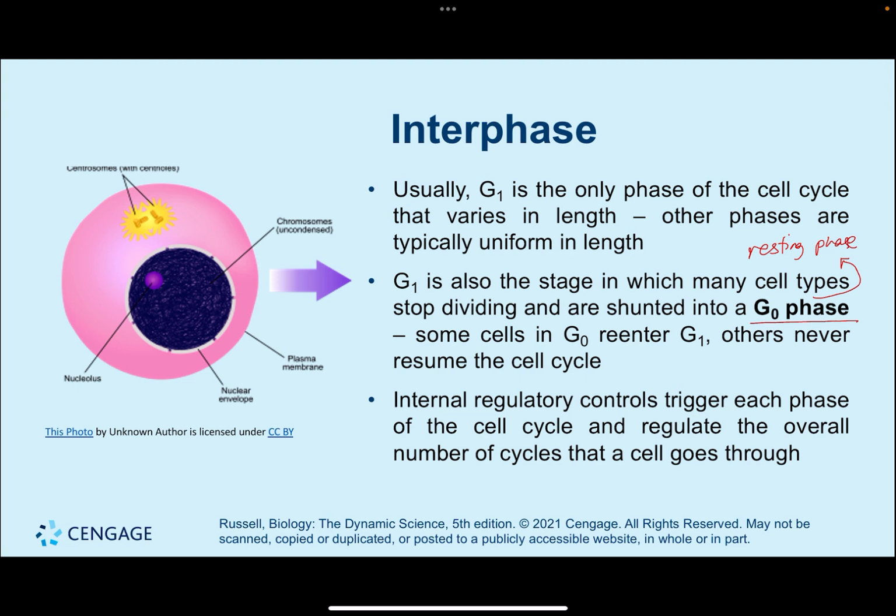The cell doesn't move through the cycle randomly. It is carefully controlled by internal signals such as proteins and different checkpoints that we will discuss later. These regulations make sure that the cell is ready before moving on to the next phase, and they help control how many times a cell divides. And also, it prevents errors that could lead to problems such as cancer.